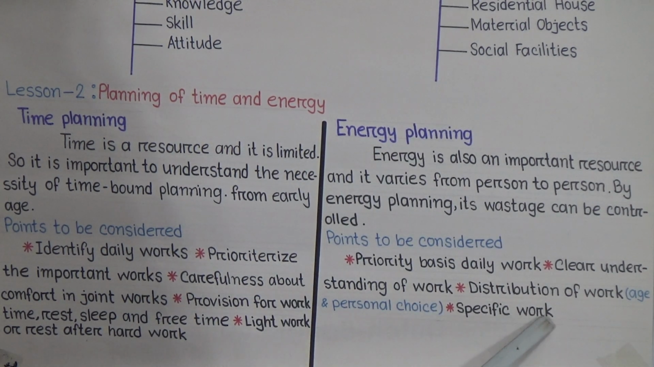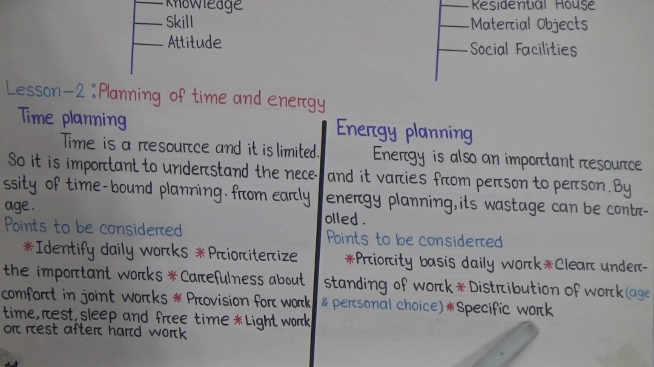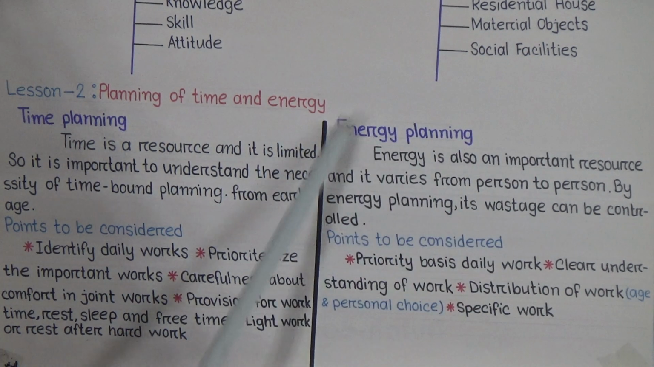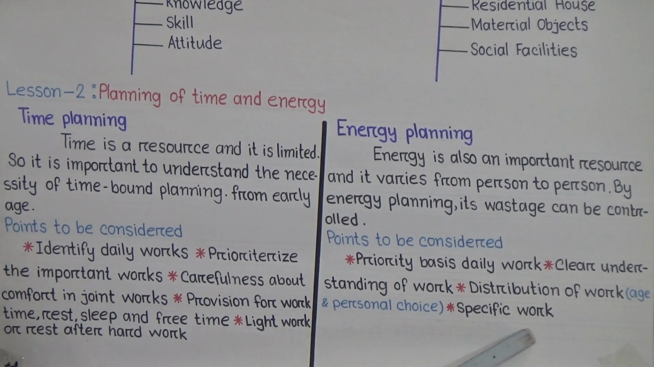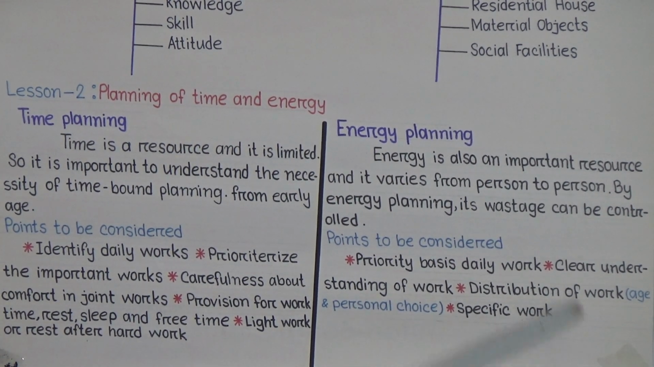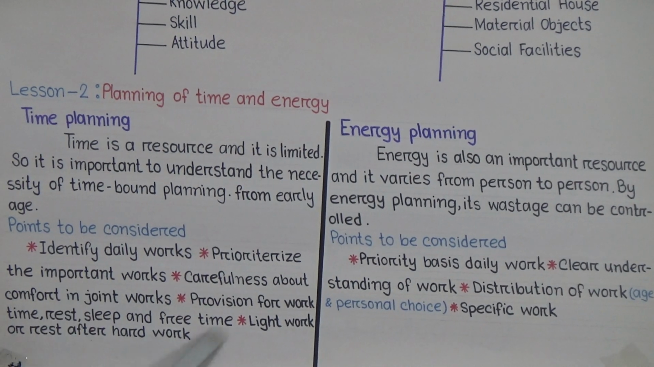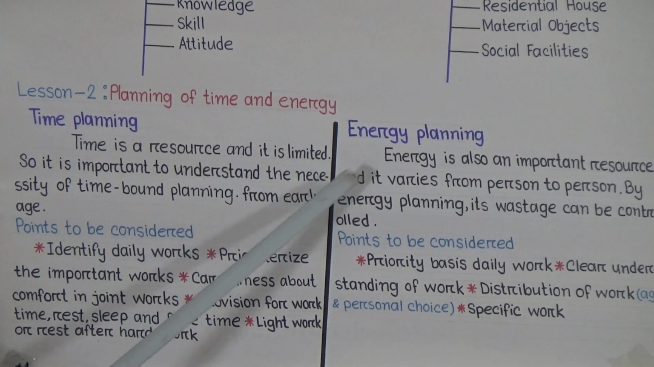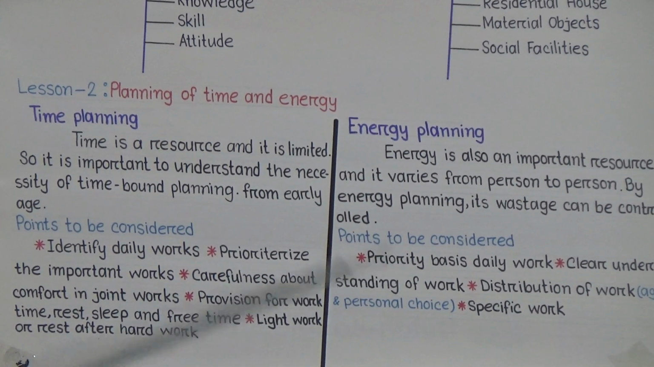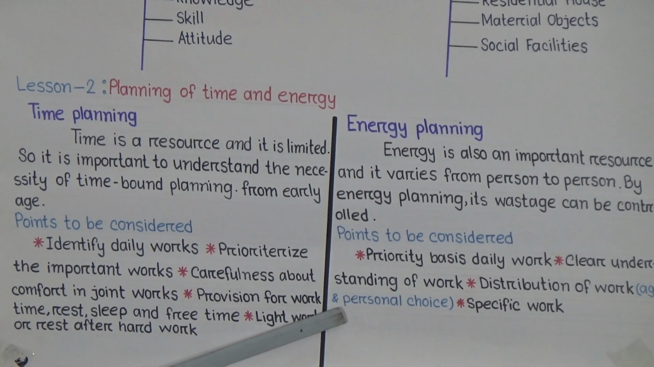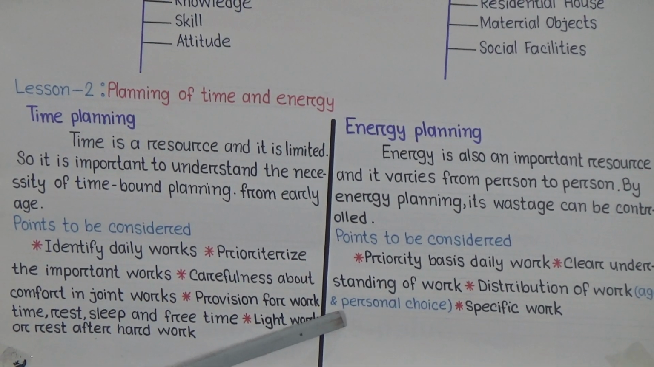At last, specific work. We will do a specific work from a lot of works. We will be able to be successful. Skill will be developed because if we do every work randomly, our time and energy will be lost, and at last, we will not be able to complete our work. So, if we follow all these points and instructions, we'll be able to save our time and energy. And in this way, we can use properly all our resources. That means household resources.